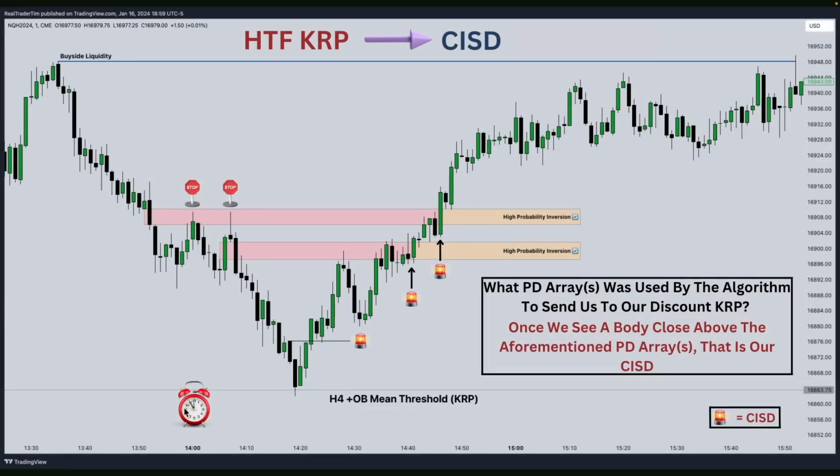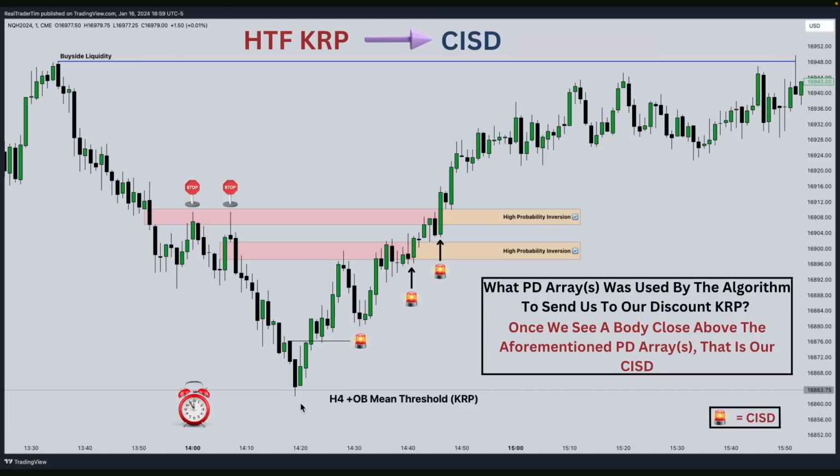Okay. So look at this clock down here. That's 150 to 210. That's also a macro. Okay. During that macro, we're coming up into this SIBI once, twice, and the algorithm saying, nope, you're not going through there, and sends us down to where? Some random level? Nope, a key reference point. So it's hitting mean threshold of a 4-hour bullish order block.